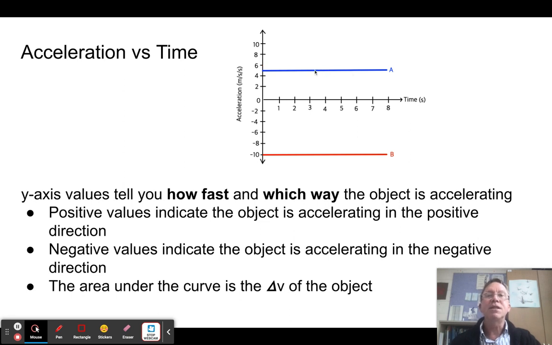Okay, so this is telling me that object A is accelerating in the positive direction at 5 meters per second squared, and object B is accelerating in the negative direction at 10 meters per second squared. Now, if I take the area, remember the area is always between the line and zero, not to infinity, to zero, okay? So I take this area here, it would be 5 times 8, that would be 40. So that tells me this object has a change of positive 40 meters per second in whatever its initial velocity was. I have to change it by positive 40. This one, whatever its initial velocity was, the delta v is going to be 10 times 8, negative 80.